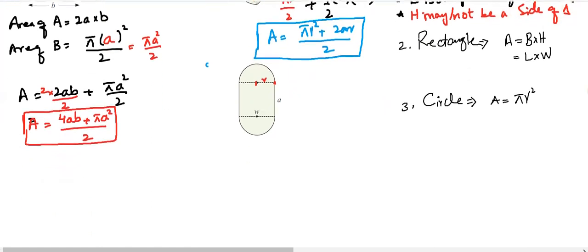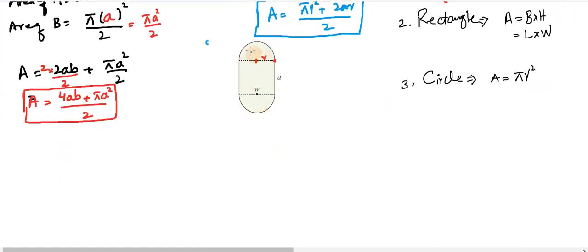And last but not the least, you can see that there are two identical semicircles. So instead of working out separately for each of these semicircles, I can work with them in one go. I know that this is the diameter w. So the radius will be w over 2, this much. This is w over 2.